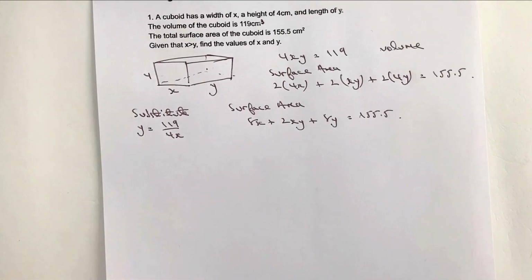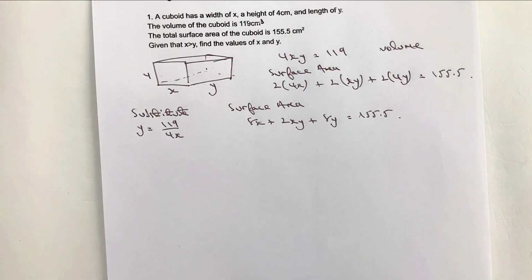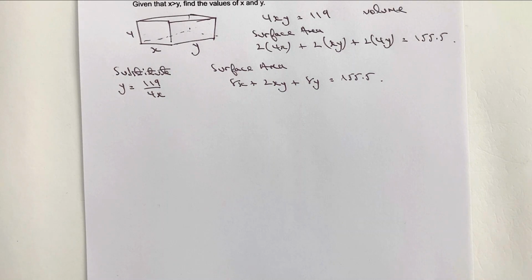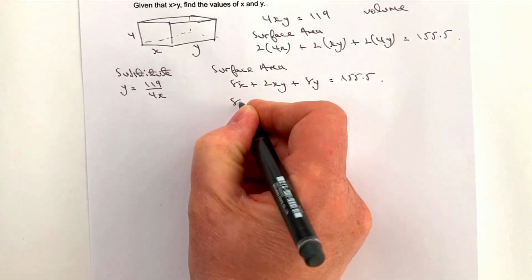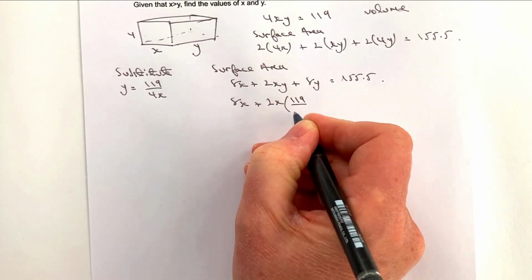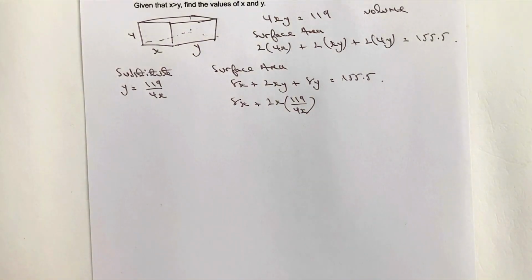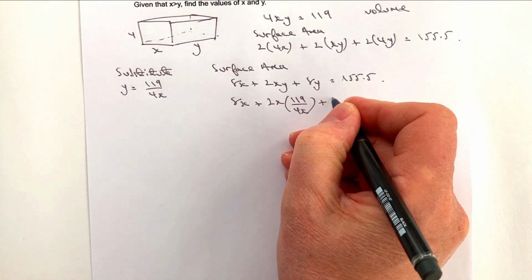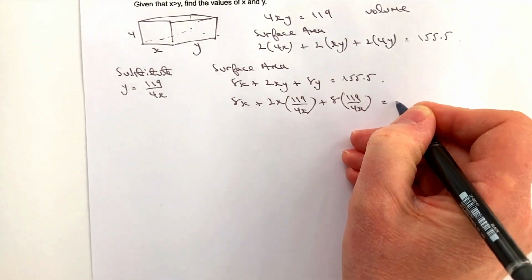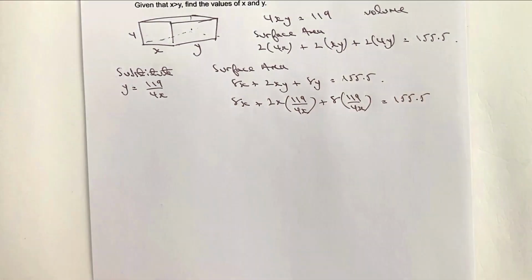So please do, if this has inspired you to go through a bit further from here, stop the video and carry on from here, because what we're going to do is take this value of y and plug it into the surface area equation. So I'm going to write this as 8x plus 2 times x, and rather than y, I'm going to write 119 over 4x. Okay, and then the next bit of it, rather than y, I'm going to write again 119 over 4x, and that all still equals 155.5.